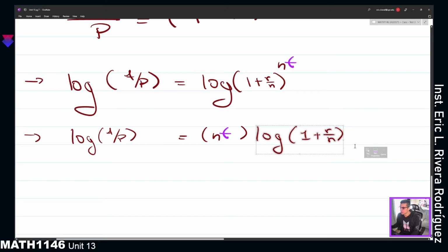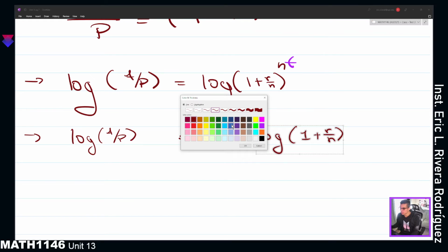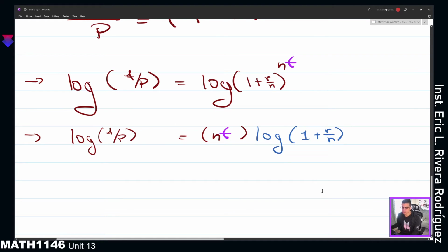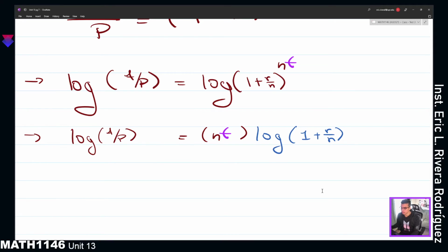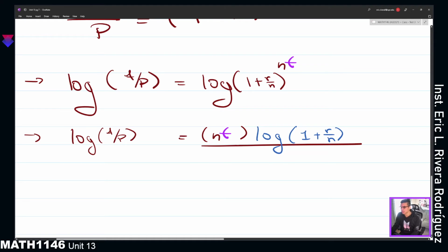This whole thing here, let me change the color of this. That's just a value, okay? That's just a factor. It is a weird way to write a factor, but it's just a factor. So that means that we are going to divide both sides. In order to isolate t, we are going to divide by n, and also we are going to divide by log base 10 of 1 plus r over n.